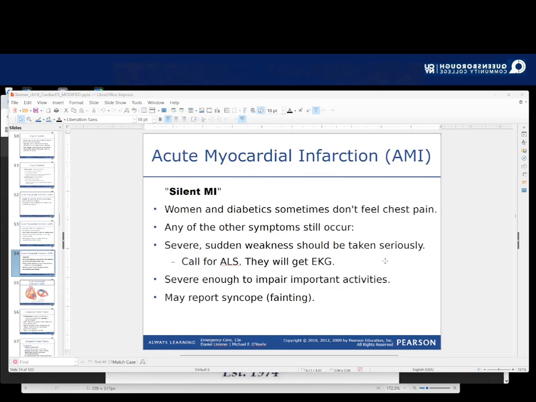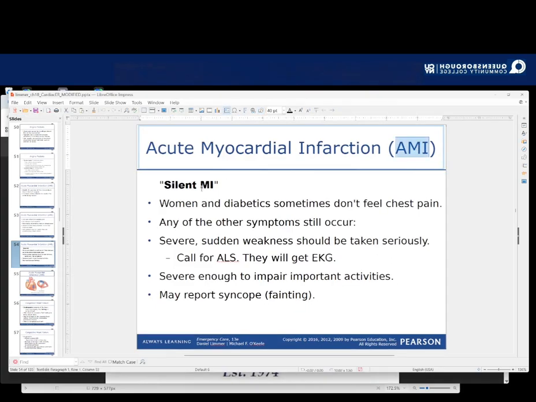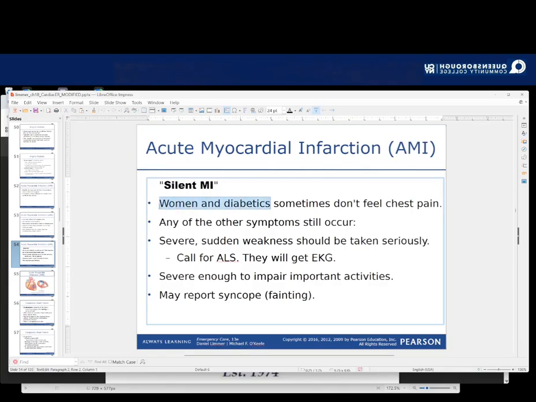There are some patients who are having a full-on AMI, but they're not feeling chest pain. There could be a bunch of different reasons why, but two groups of people for whom this is seen more often than others are women and diabetics.